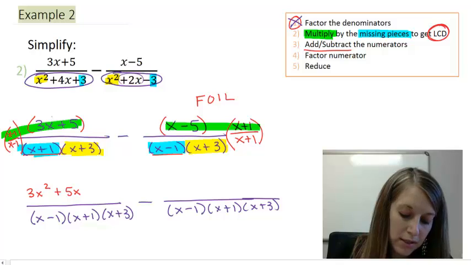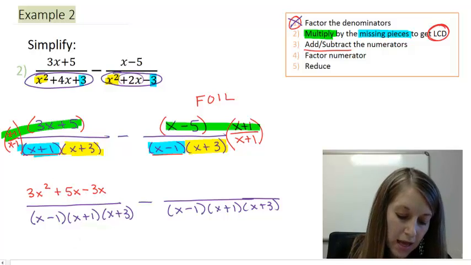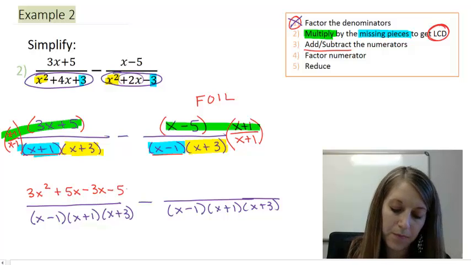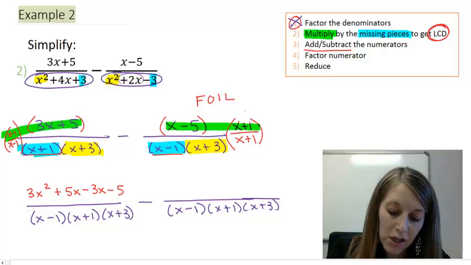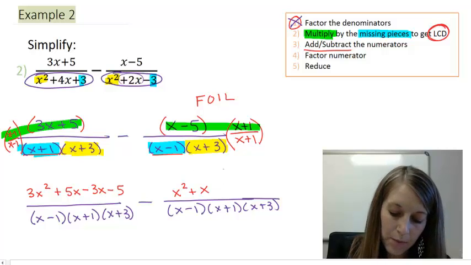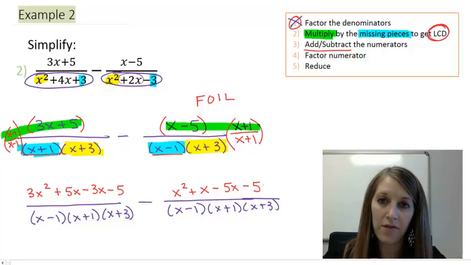Inside, negative 1 times 3x gives me a negative 3x. And last, negative 1 times 5 gives me a negative 5. In my second fraction, again, I'm foiling. X times x gives me x squared. X times 1 gives me a 1x. Negative 5 times x gives me a negative 5x. And negative 5 times 1 gives me a negative 5.